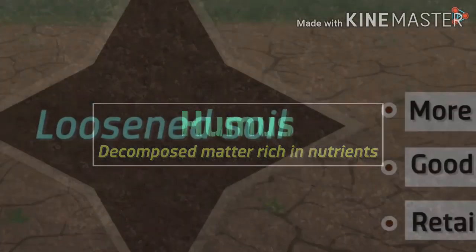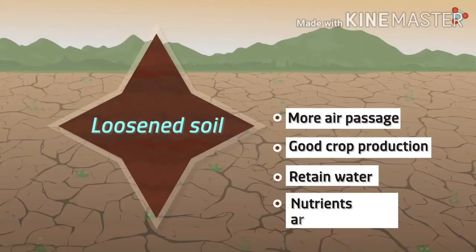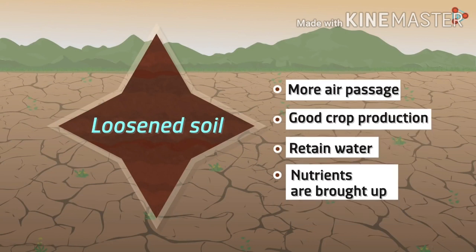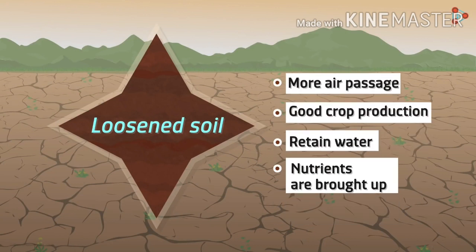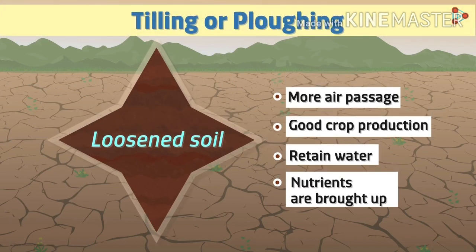Do you also know that loosening up of soil has yet another benefit? Plants mostly take nutrients from the top layers of soil and they are unable to go deeper into the soil. Loosening up the soil helps to turn the lower soil and makes it accessible to the plant. Thus, the nutrients in the lower layers are brought up to the upper layers of the soil. So, what is this process of loosening and turning of soil called? We call it tilling or ploughing in agriculture.